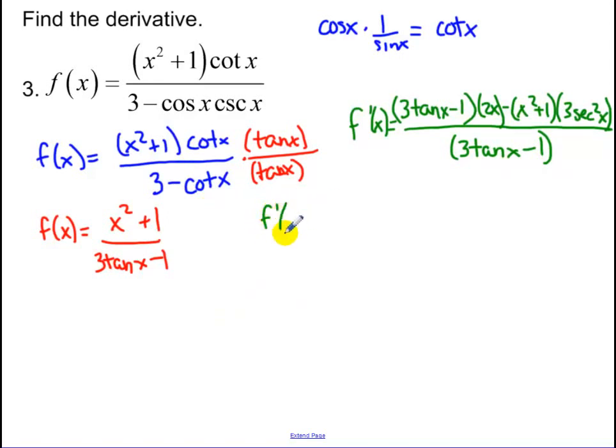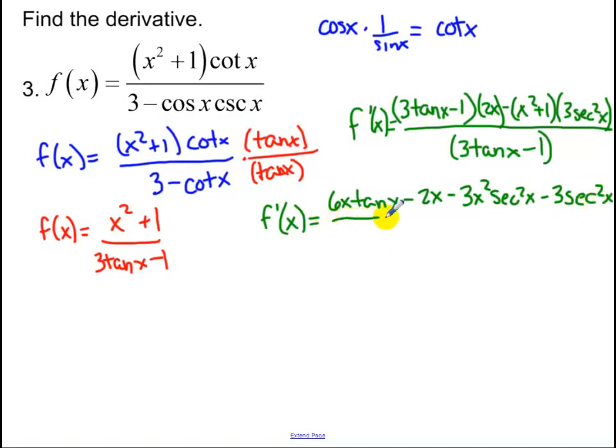Okay, so simplifying our derivative. If I were to FOIL out the top and just simplify, because I never know if I multiply something through, I might be able to simplify even more. I get 6x tan x minus 2x minus 3x squared secant squared x minus 3 secant squared x. I bet you guys are yelling at me because you caught what I did wrong. I forgot to square the below.